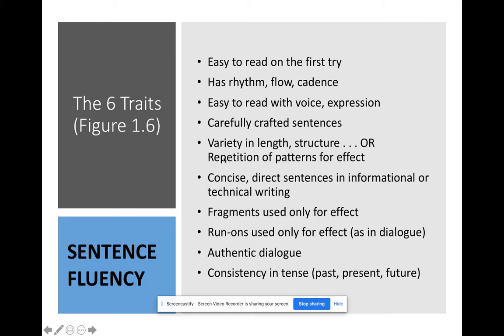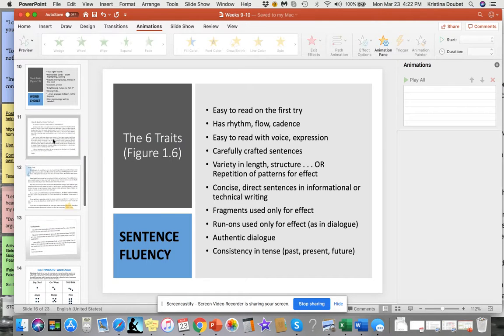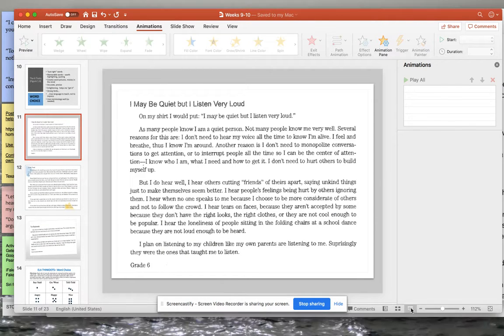Variety. I think these two are the ones that can really help you. Like, was this sentence carefully crafted? Was it thoughtfully put together? And then is there variety? Do they do that in different ways in different places? So if we go back to, I May Be Quiet, But I Listen Very Loud.